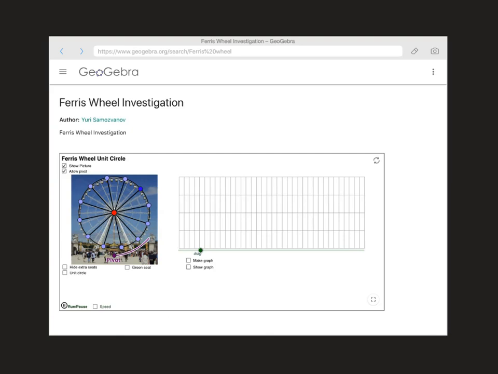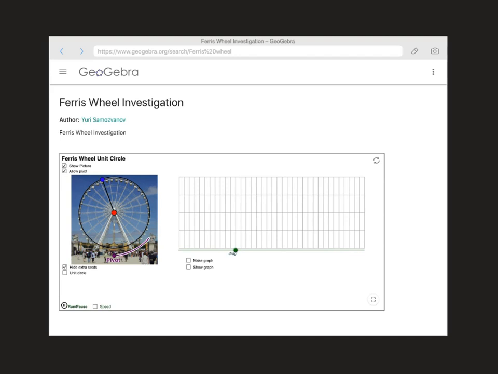So here is our Ferris wheel spinning away. You can see that one of the carriages has been coloured in blue, and that's the one that we're going to focus on. So if I get rid of all of the other carriages, there's the blue carriage up there. Along the horizontal axis, we're going to measure time, and along the vertical axis, we're going to measure the height of the carriage above the ground.